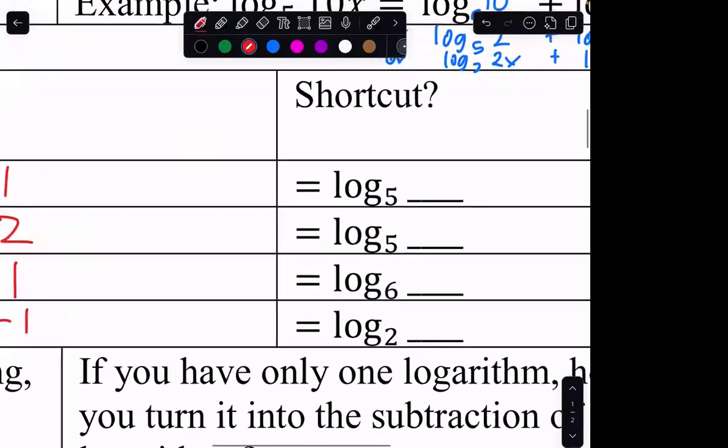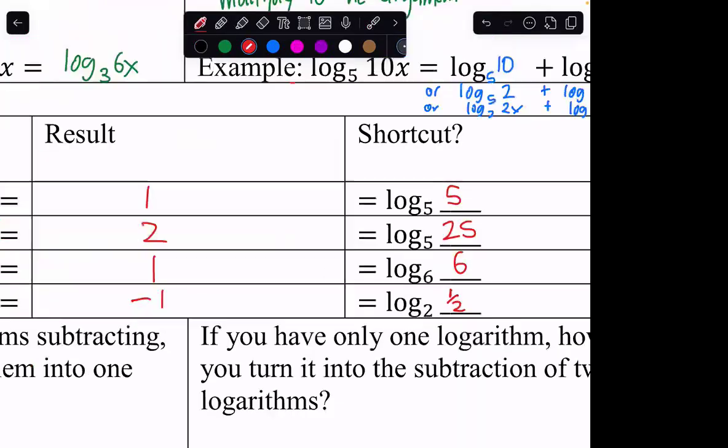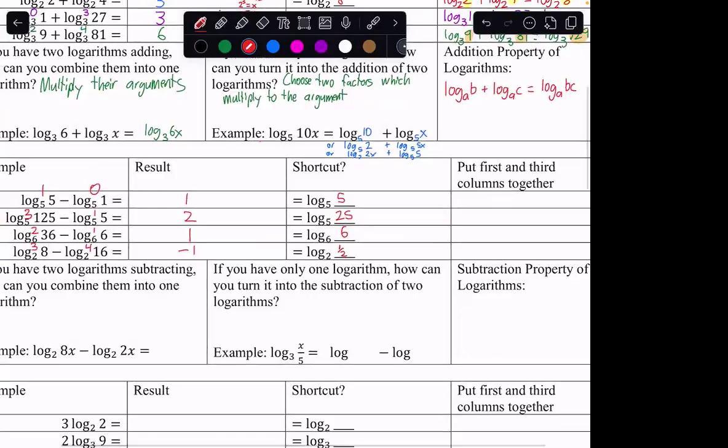Then log base 5 of what equals 1? 5 to the first power is 5. 5 to the second power is 25. 6 to the first power is 6. 2 to the negative first power is 1/2. Okay, so comparing the first column with the third column.